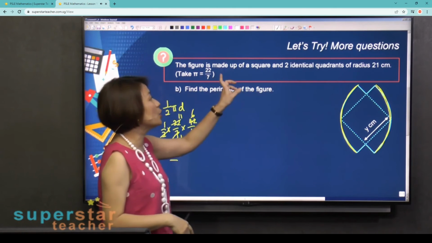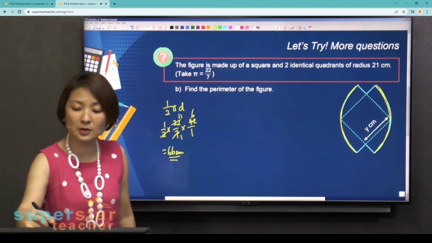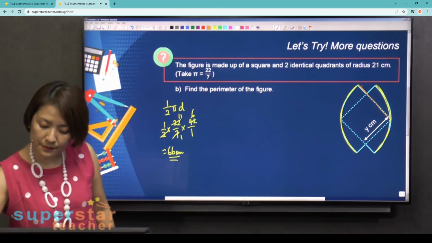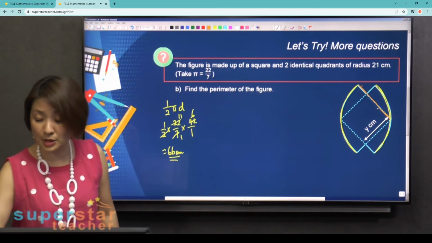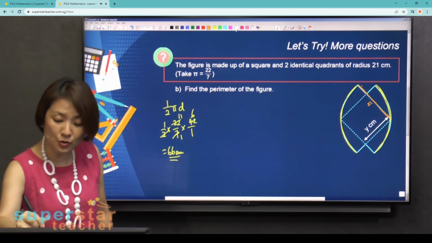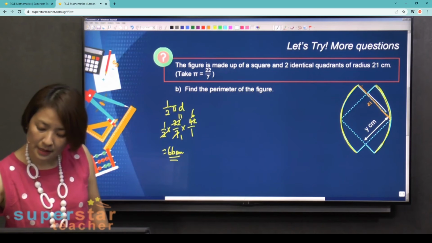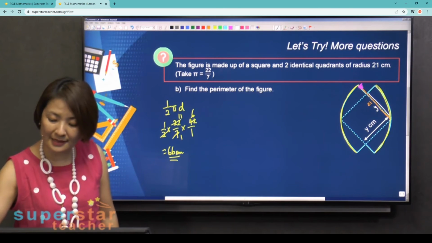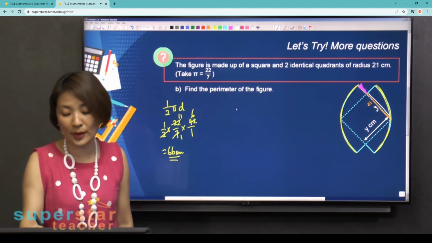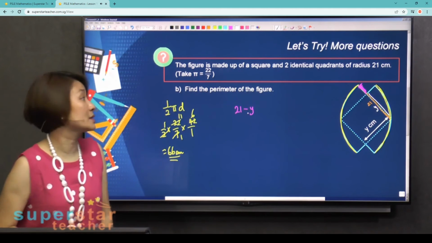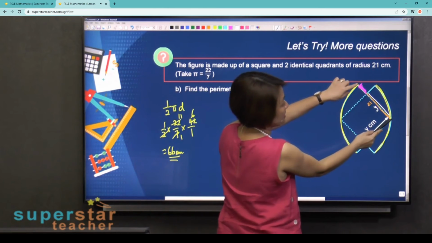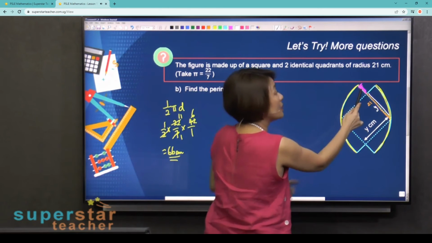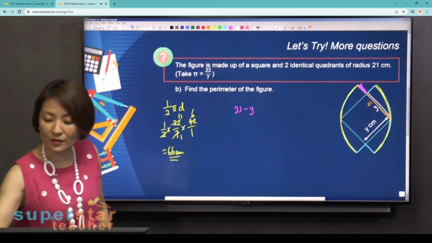Right, now I want to look for that v, right? Okay, so I want to look for this part. Do I know what this is? This is the radius, which is 21. Okay, and I also know that this is y, correct? So therefore, I actually know what this line here is. This line is 21 minus y, correct? 21, that's here, minus away the y, will give me this.